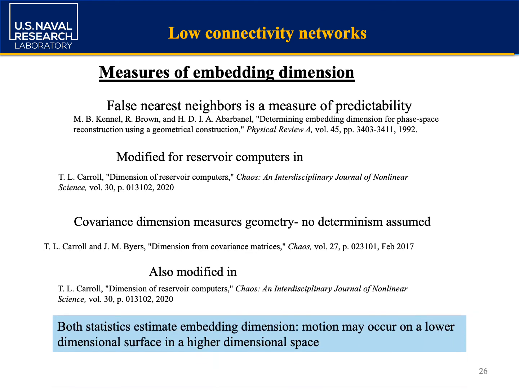So both these statistics estimate the embedding dimension. The motion of this reservoir might be in a 100-dimensional space if there are 100 nodes, but the actual motion can occur on a lower dimensional surface. Now these two types of dimension are measuring different things. The false nearest neighbors is predictability, the covariance is geometry. So if these two dimension measurements have similar patterns, that gives me some confidence that they're meaningful.